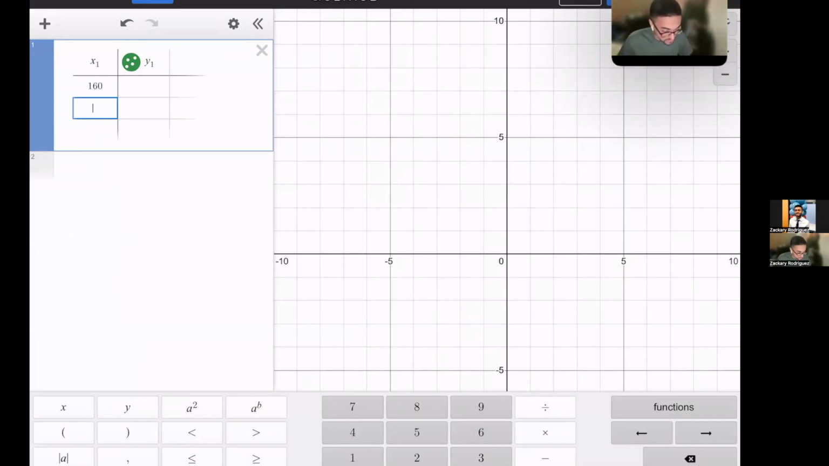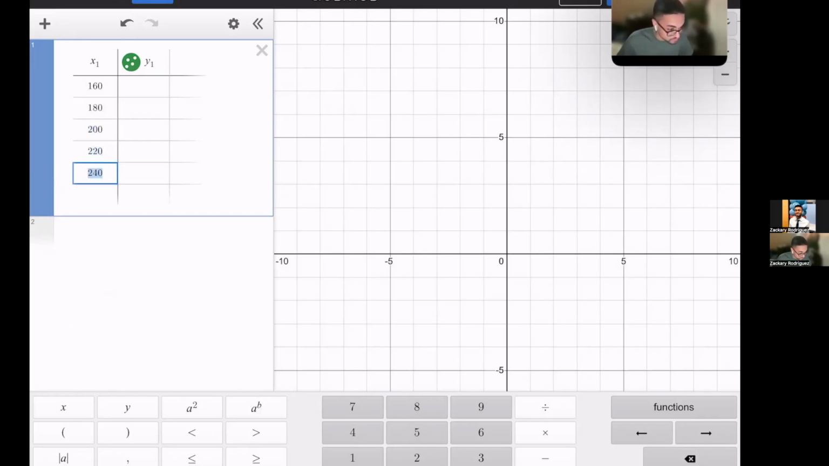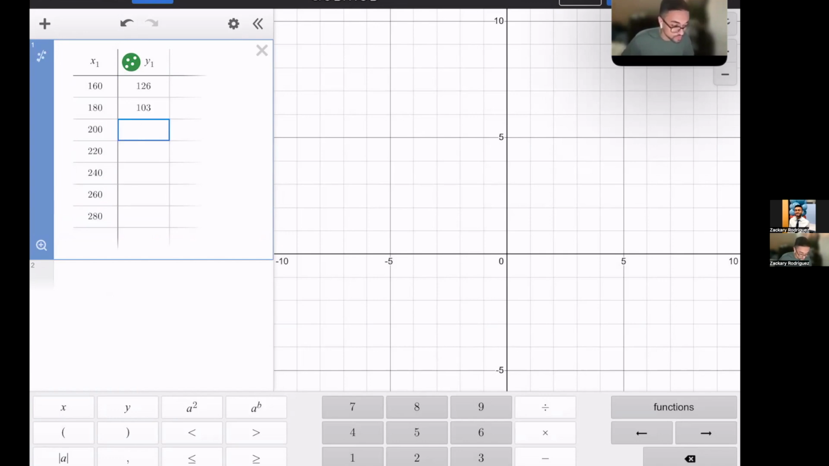So 160, enter, 180, enter, 200, 220, 240, 260, 280. Those auto-populate, so that's pretty nice. The y values, we type them in one at a time and press enter, 103, 126, enter, 103, enter, and so on. So take about 30 more seconds to finish typing in the table. Great.